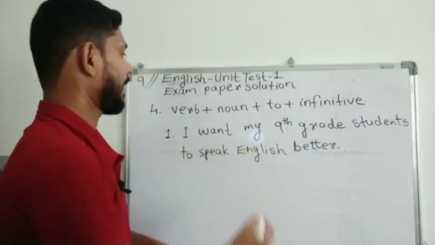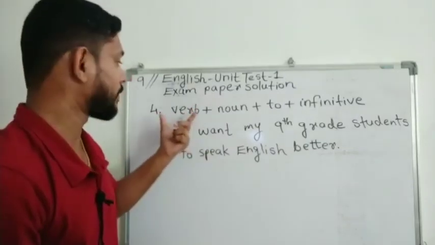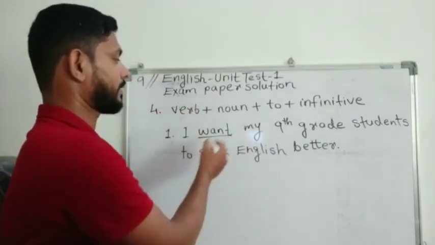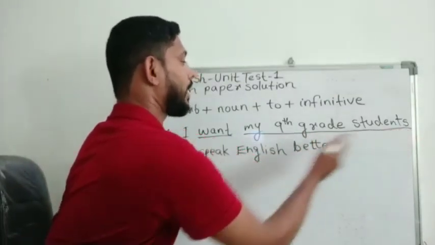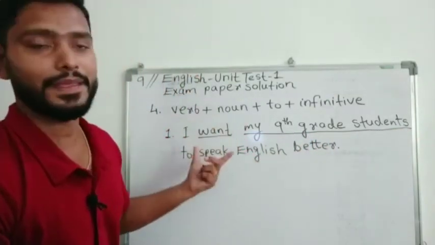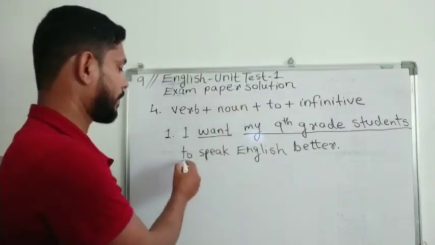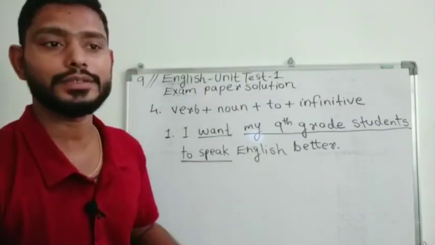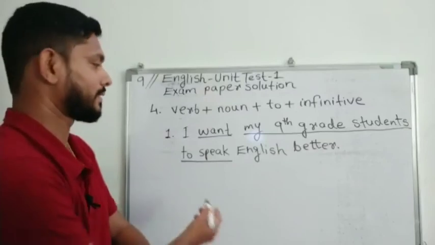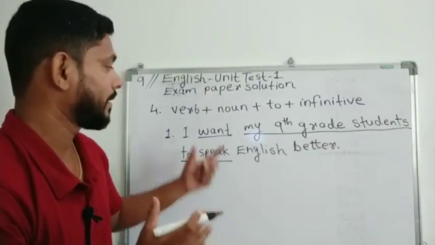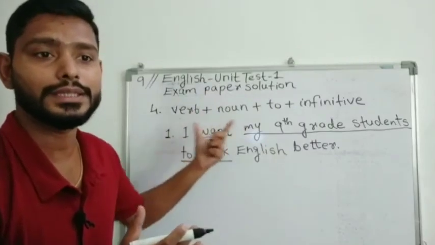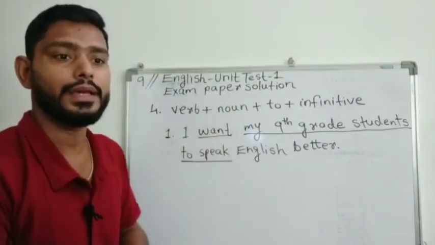Okay, and here you understood what is a verb, want, and noun is my ninth grade students. ये पूरा noun है, ठीक है. And what is infinitive? To speak. So this structure is very simple to make sentences. Okay, and the thing that we remember is some of the verbs that follow this pattern. Okay, तो verb आपको learn करना होता है, ठीक है.